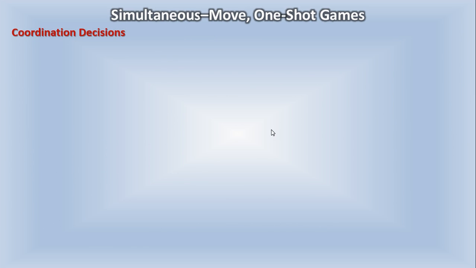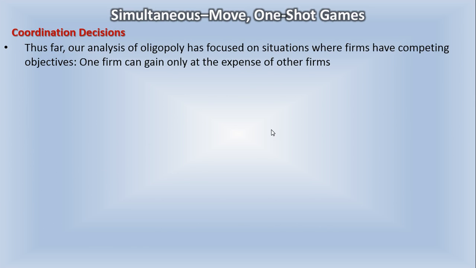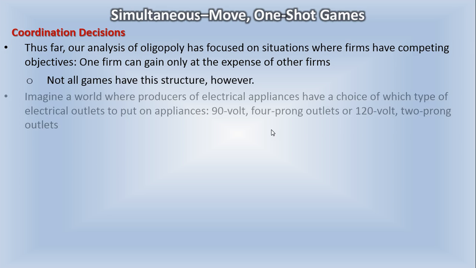All right, another application is coordination decisions. So a situation where the firms have different strategies and they're trying to sort of coordinate the best strategy overall for the market that they operate in. So thus far, our analysis of oligopoly has focused on situations where firms have competing objectives. One firm can gain only at the expense of other firms. Not all games have this structure, though.